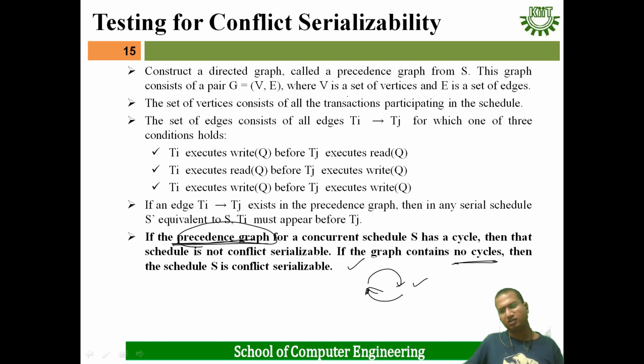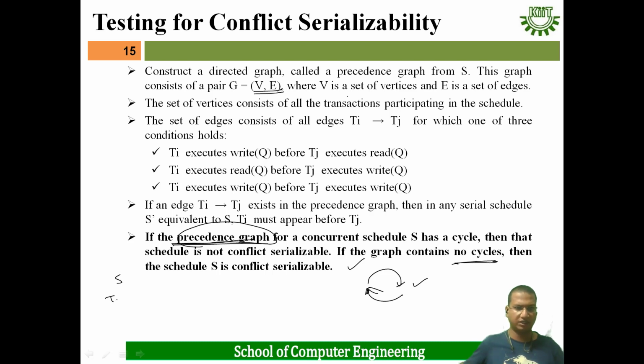If no cycle is present, then the schedule is conflict serializable; otherwise it is a non-conflict serializable schedule. Okay, then how do we draw this precedence graph? Construct a directed graph called a precedence graph from S. From that schedule we have to draw this graph. This graph consists of a pair of vertices and edges, where V is the set of vertices and E is the set of edges. The set of vertices consists of all the transactions participating in the schedule.